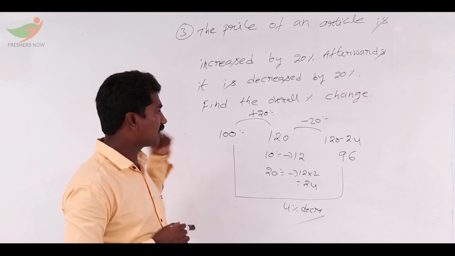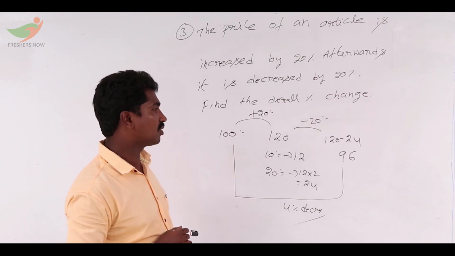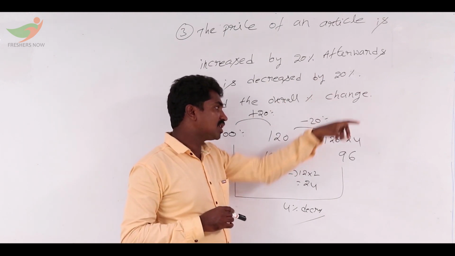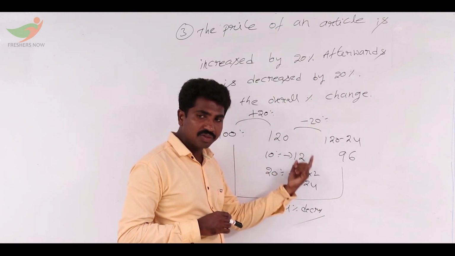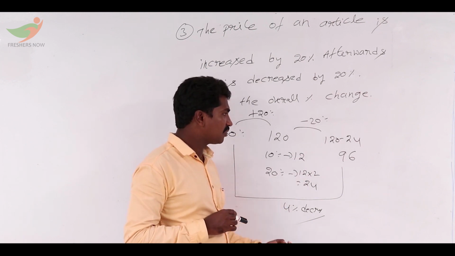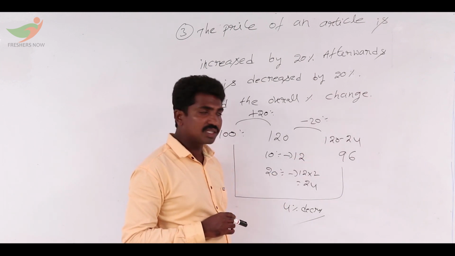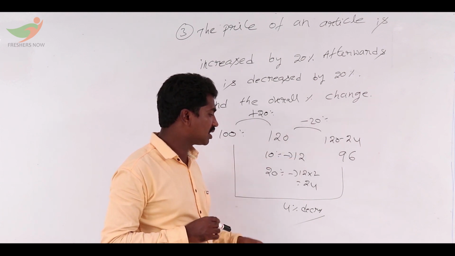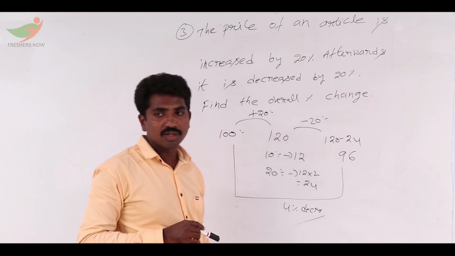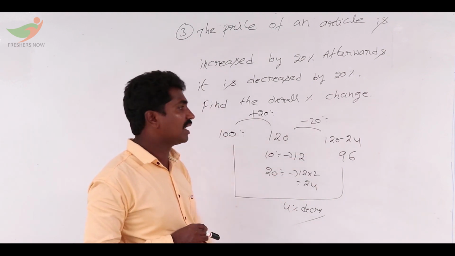Initially I am taking 100%, 20% increased, 120. On 120, 20% decreased. On 120, 10% value 12, 20% value 24, 120 minus 24, 96. The difference between 100 and 96 is 4. It is decreased. So we can write 4% decrease.